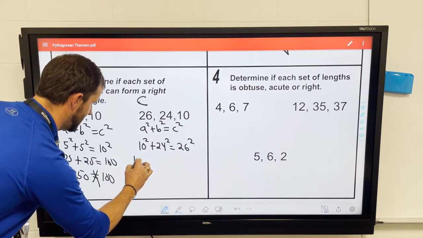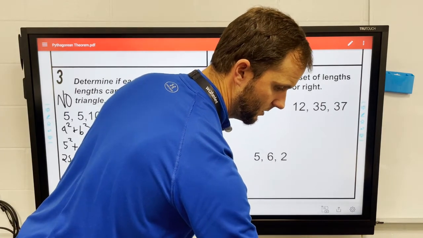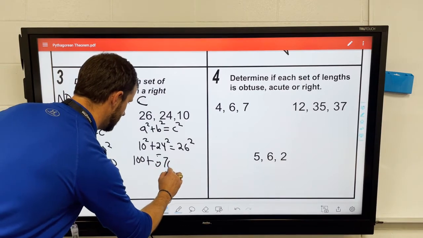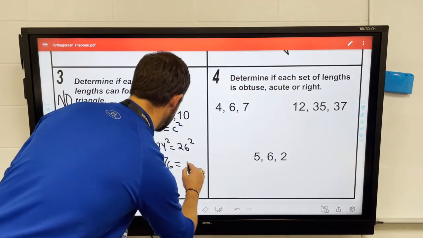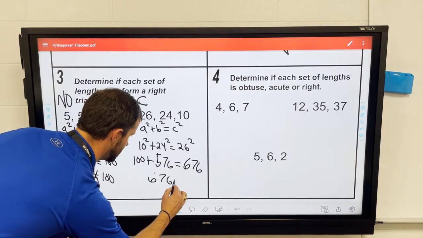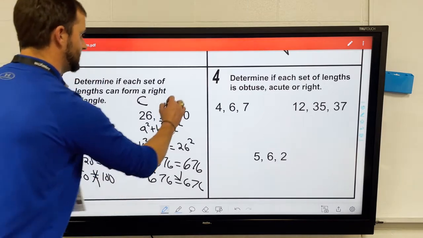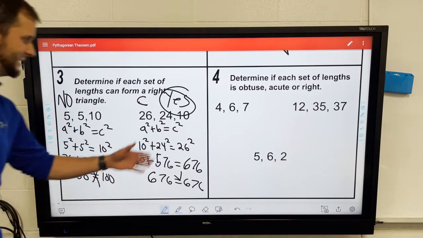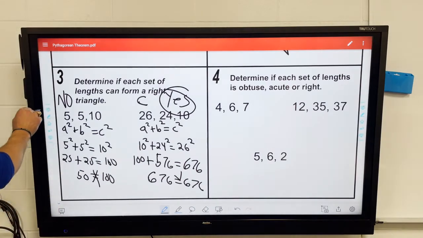So 10 times 10 is 100. 24 times 24, I don't know what that is. So 24 squared is going to give me 576. And then 26 squared is going to end up giving me 676. 100 plus 576 is going to equal 676. So since they are equal to each other, that checks out. So that's going to be a big fat yes on this one. It does form a right triangle because it satisfies the Pythagorean theorem. Okay? Let's jump over to our last example on number 4.